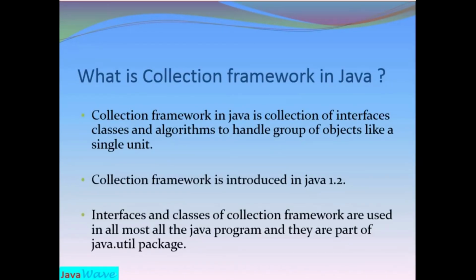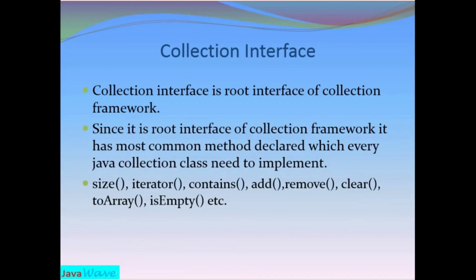First of all, let's try to understand what is collection framework in Java. Collection framework is a collection of interfaces, classes and algorithms which is used to handle a group of objects like a single unit. Collection framework was introduced in Java 1.2. Before Java 1.2, there were a few classes like Vector, Stack, Array, Hashtable, which were used to work with groups of objects. Interfaces and classes of collection framework are used in almost all Java programs, and they are part of the java.util package. So let's start with interfaces and classes of collection framework.